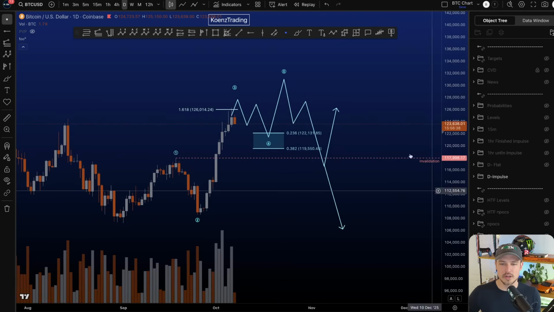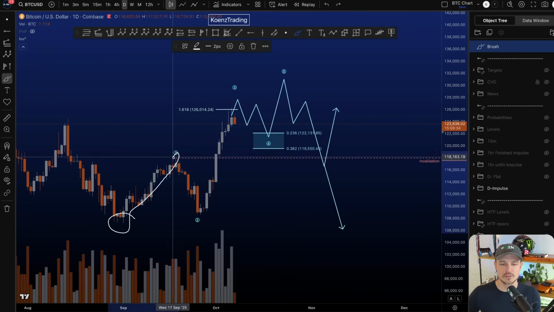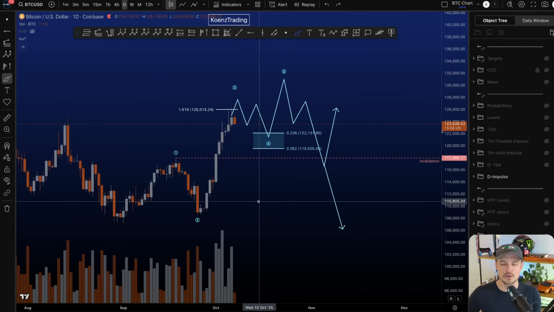Now you can see that price has now also touched the 1.618 trend-based subextension, taken from the start to the end of 1 to the end of 2, which commonly is a minimum target for a wave 3.